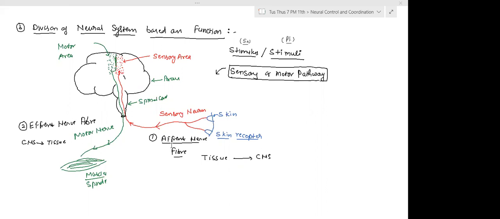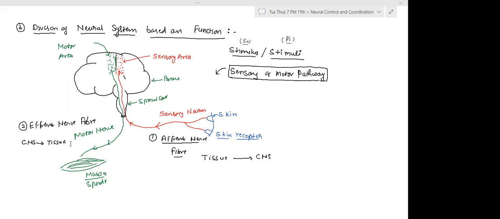In the brain, there is another area which takes the decision and makes the order, that is called the motor area. From the motor area, the nerves originate, they are called motor nerves, right? Motor nerves are called efferent nerves, which bring back the order, right? So there are only two kinds of nerves in our body, sensory and motor, meaning afferent or efferent. So we divide the nervous system based on function into two parts: afferent nerve fibers and efferent nerve fibers. Clear?